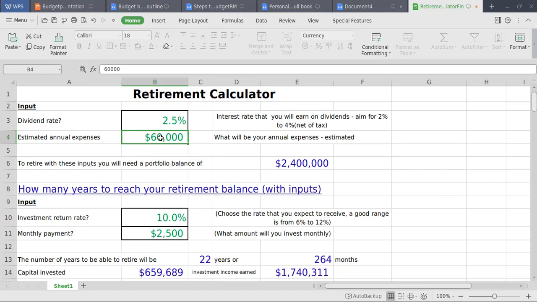Now you also have to calculate the tax rate, but what I've done in here is calculate the dividend rate net of tax. So if you haven't already done so, you should adjust your dividend rate for taxes. Now let us say that you need to have $2.4 million to be able to retire at a 2.5% dividend rate to have a $60,000 revenue portfolio. So how many years do you have to get there?